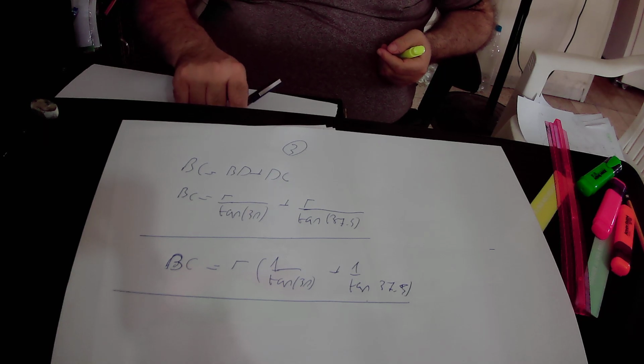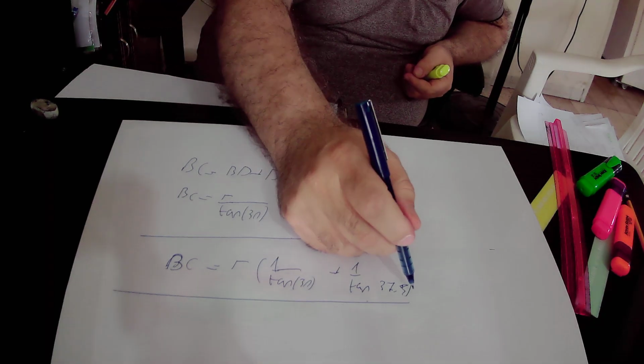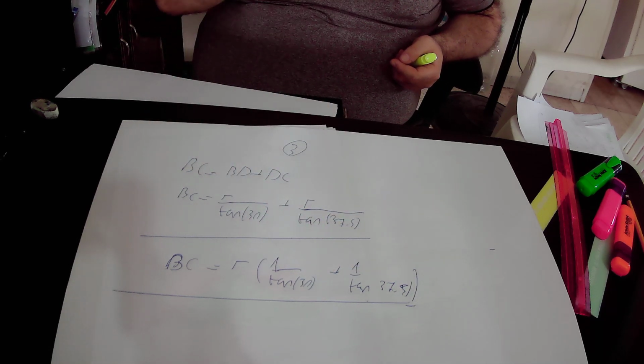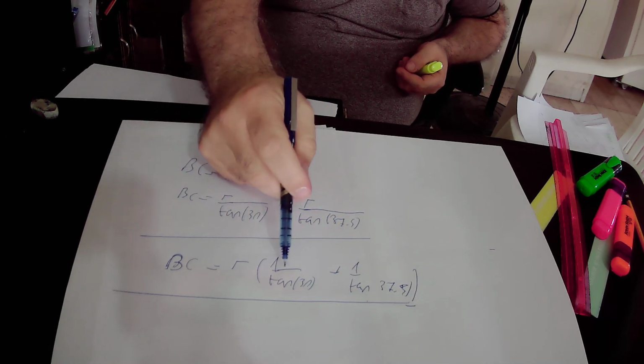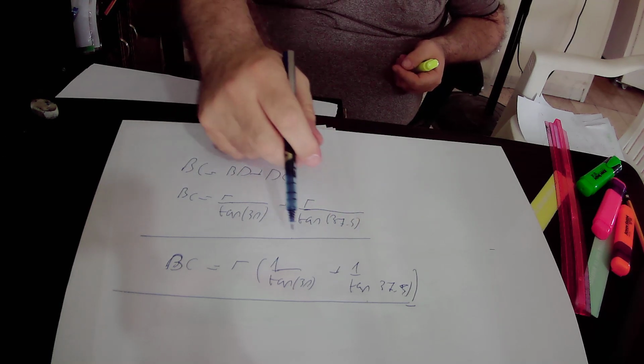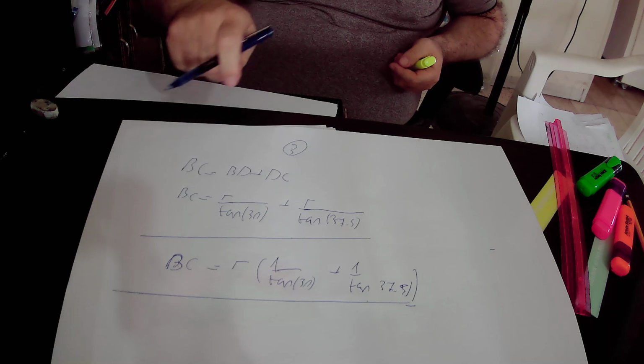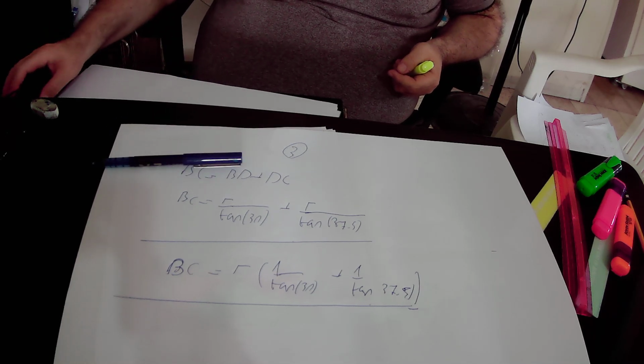Now we calculate the values of each expression. We will add them together, and then we will divide BC by the value that we get here, and in this way we find the radius of the circle that we are looking for.